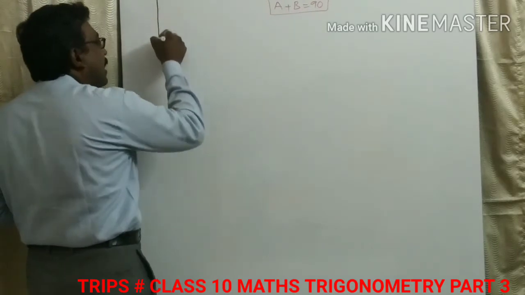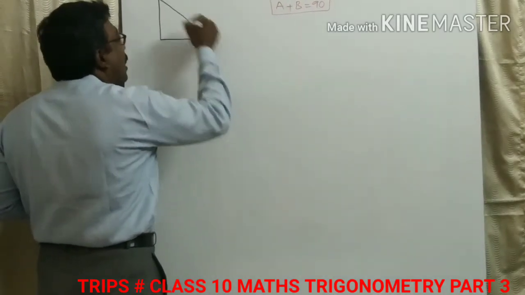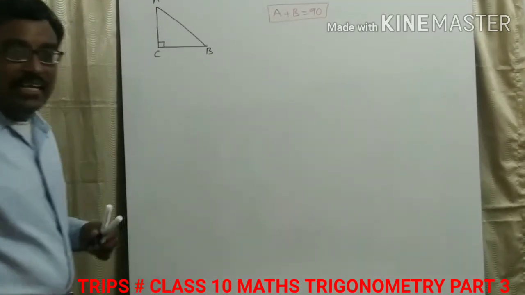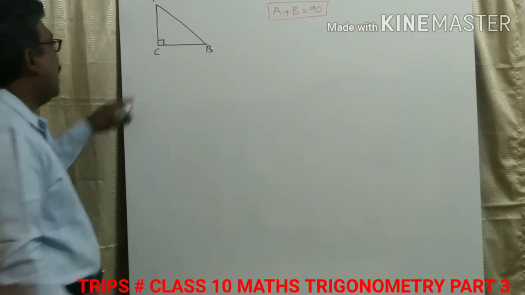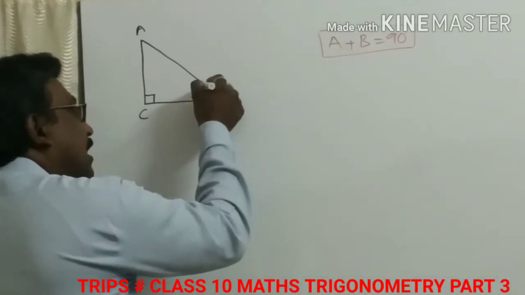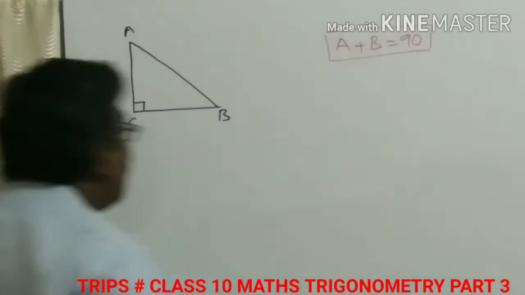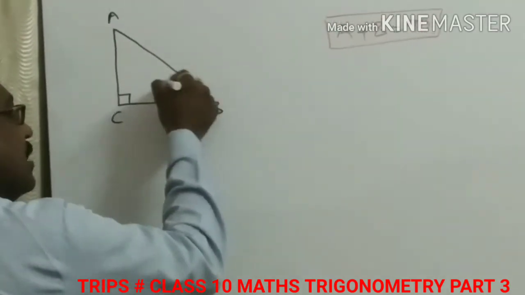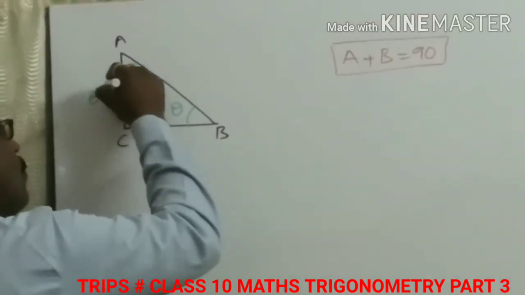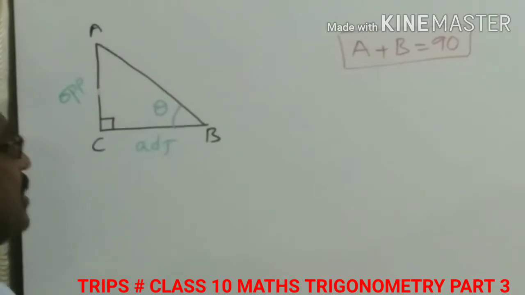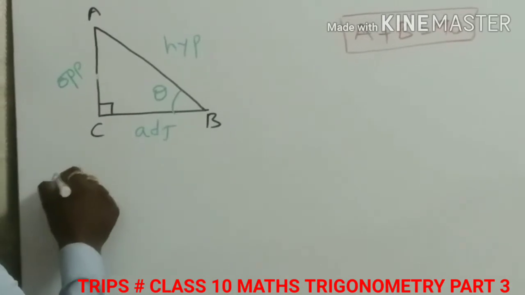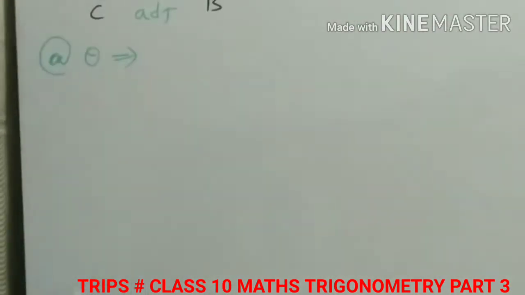I'll take a right angle triangle ABC, where angle C is equal to 90 degrees. Now, I'm taking this angle as theta. With respect to this theta, this is the opposite side, this is the adjacent side, and this is the hypotenuse.